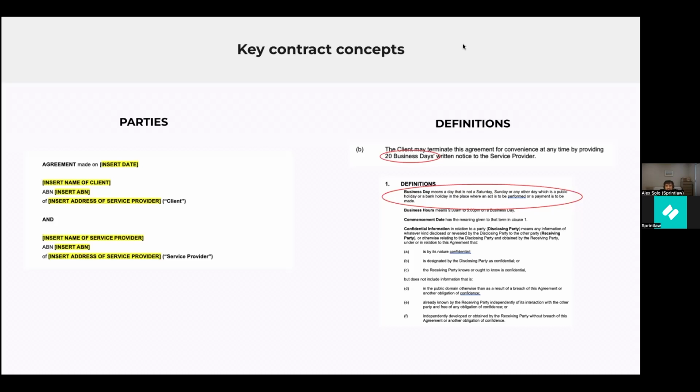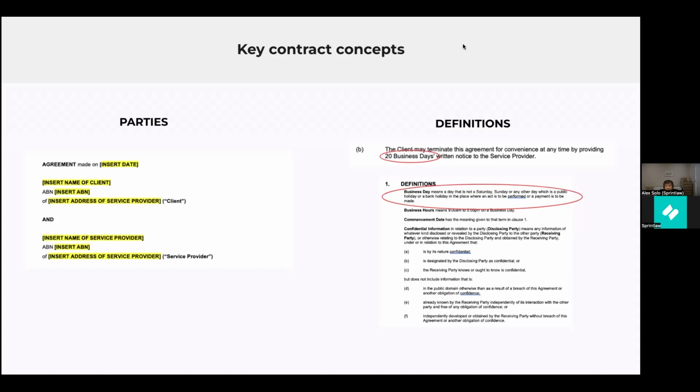And then there's a definitions section in this agreement. And the way the definitions work is somewhere in the agreement it says capitalized terms have the meaning given to them in the definitions section. So anytime we're using these big B's and these big D's, we need to flick to the definition section and look, what does that big B, big D Business Days mean? And we can see here that a business day means a day that is not a Saturday, Sunday, or any other day which is a public holiday or a bank holiday in the place where an act is to be performed or a payment is to be made. So every time the words Business Days are used in this agreement, it actually has this meaning set out in the definition section.